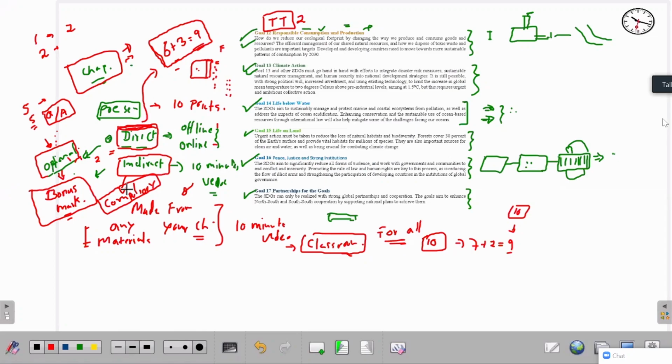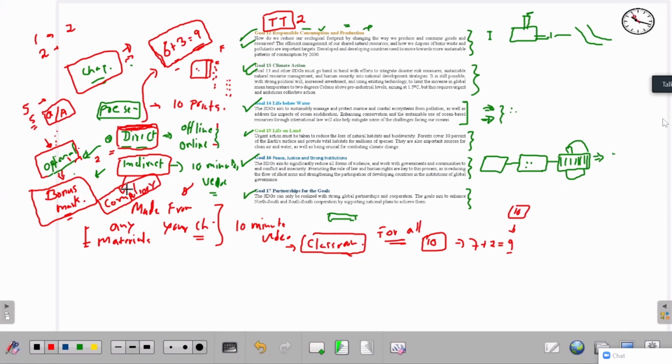And indirect one, there's no deadline. Deadline is actually the exam date, but you can do it yourself. There's no restrictions on you. You can do whenever you like. Okay, you can do it today, maybe after this session.